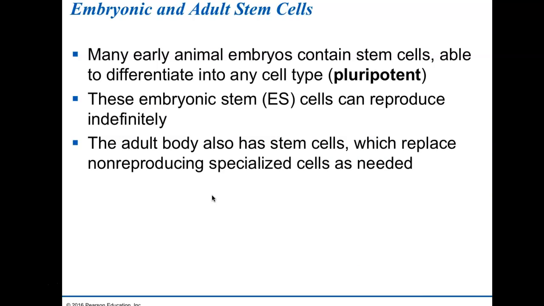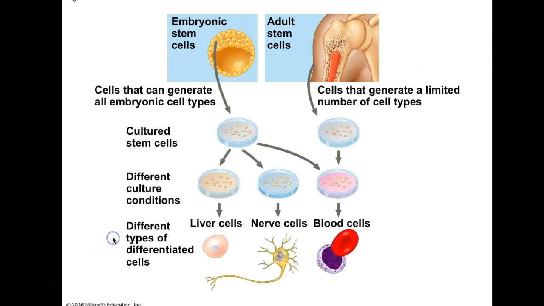All right. So many early animal embryos contain stem cells able to differentiate into any cell type. So remember, that's pluripotent, an embryo between 5 and 14 days. These can reproduce indefinitely. The adult body also has stem cells, which can replace non-reproducing specialized cells as needed, like fat, bone, or white blood cells. But I'm going to talk about how adult body cells actually can become like embryonic stem cells. I'm going to tell you what that process is in just a second. And so what this picture is showing you is an embryonic stem cell could become liver, nerve, or blood.